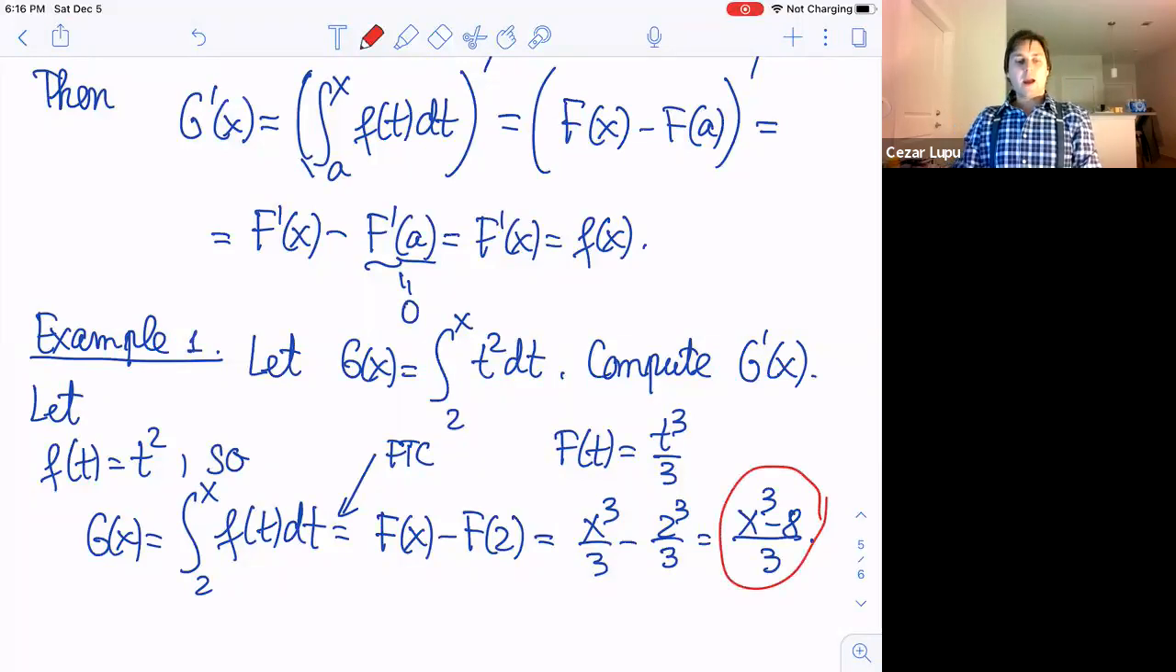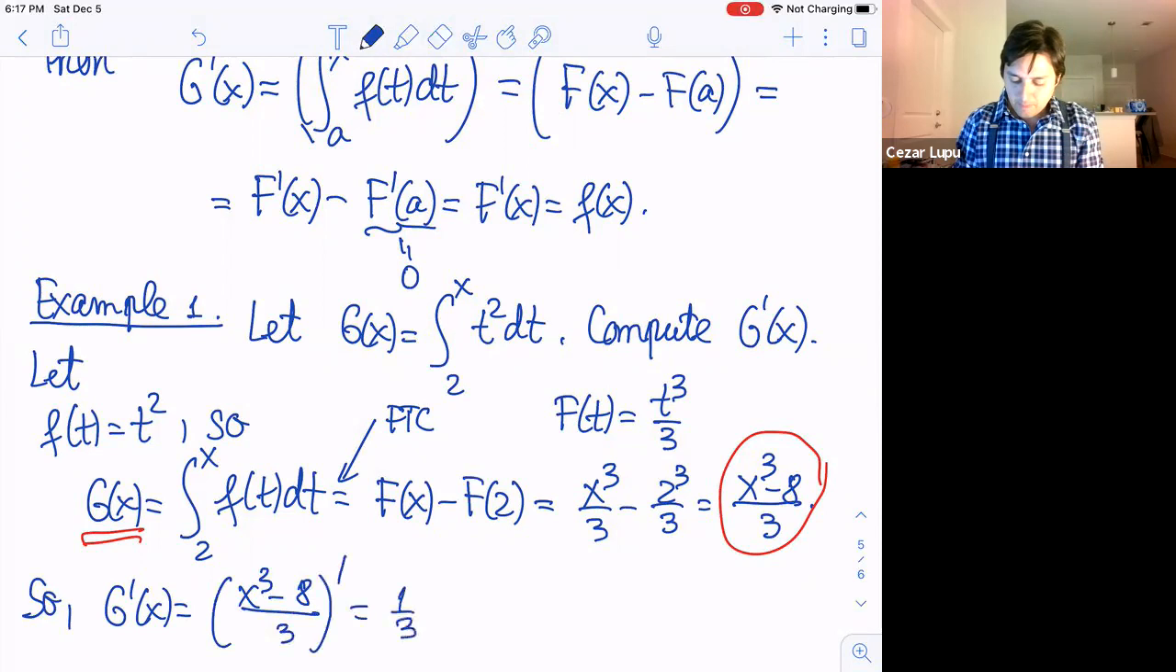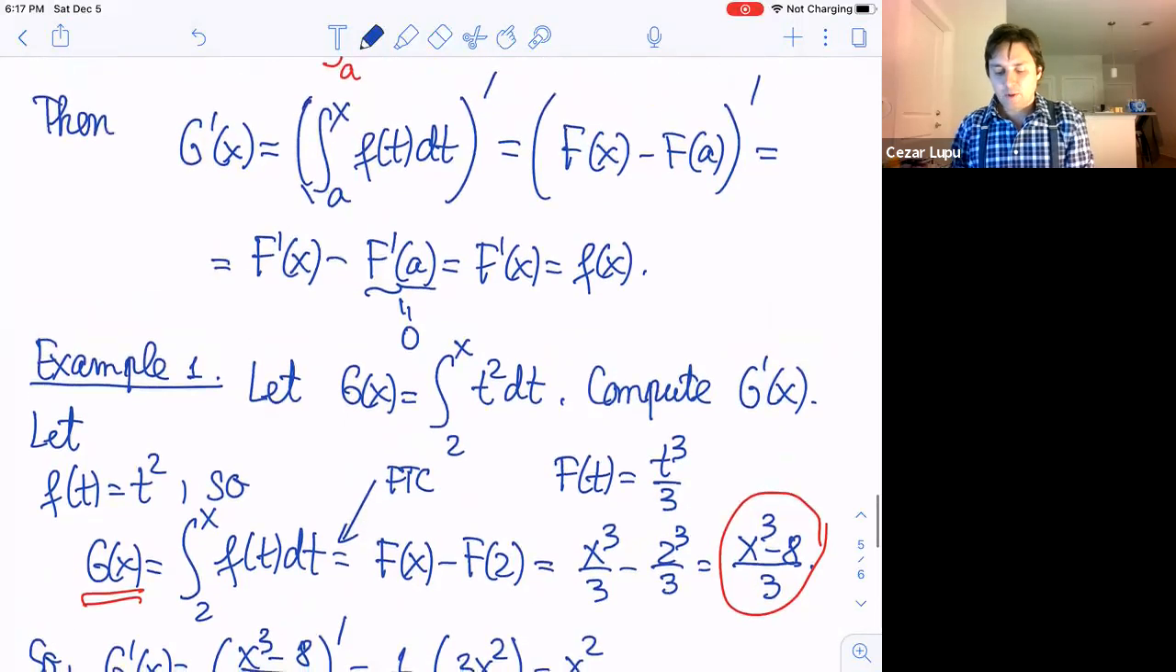Look here. And now I'd like to compute the derivative. Well, guess what? I can take the derivative of that if you want. So g prime of x is nothing else than just x cubed minus 8 over 3, prime. So this is 3x squared over 3 minus 0, minus nothing. So it will be x squared.